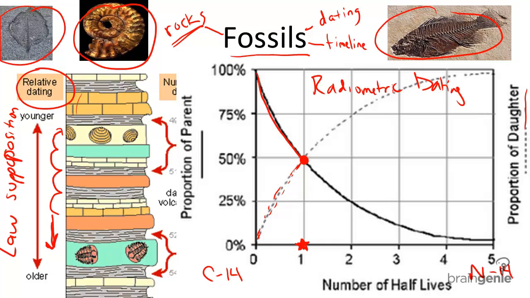So remember, in summary, the law of superposition states that the older the fossil, the lower down in the sedimentary rock layers it will be. And radiometric dating uses isotopes, commonly carbon-14 and nitrogen-14, to determine the age of rock based on their proportions in the rock.